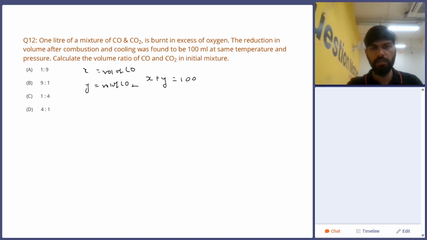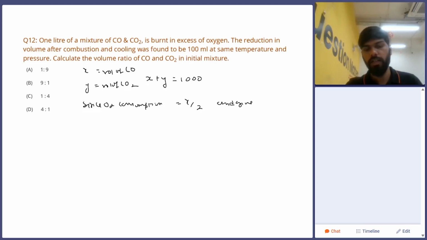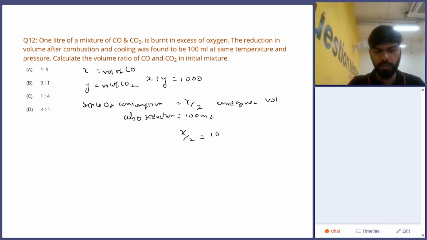So X plus Y is equal to 1000. One more thing: since here oxygen consumption, if you remember, is X by 2, and the given volume reduction is 100 ml, so X by 2 is equal to 100.